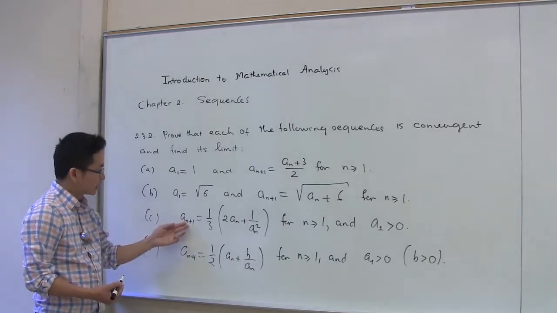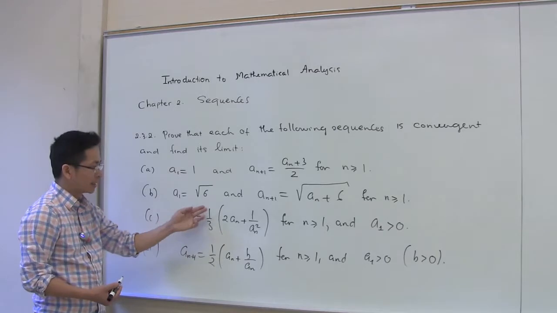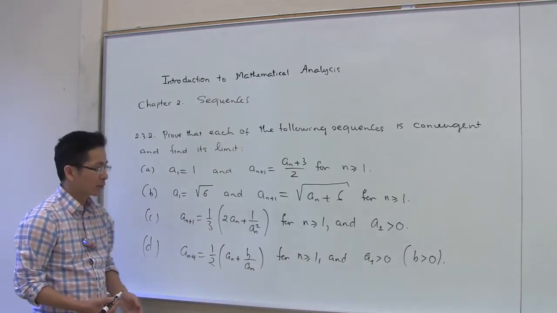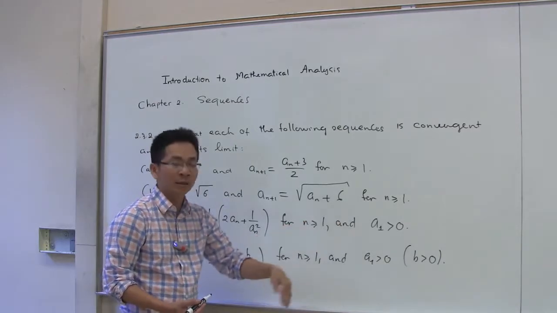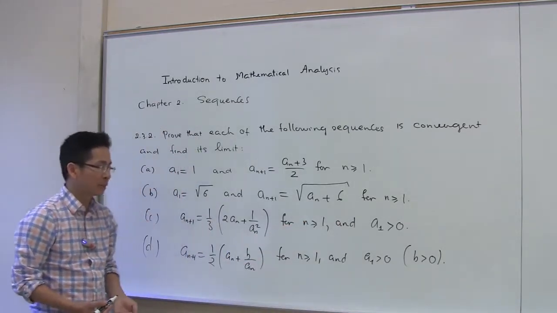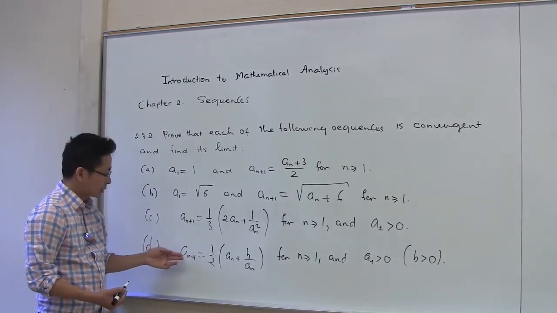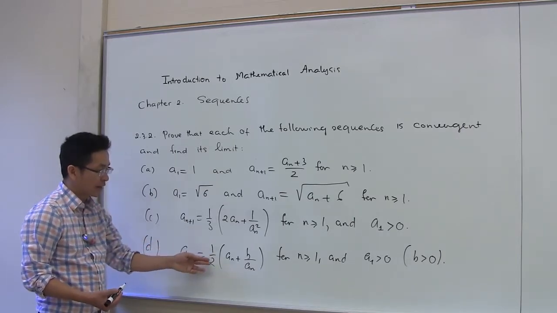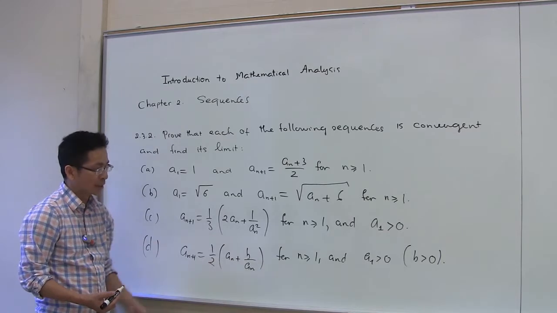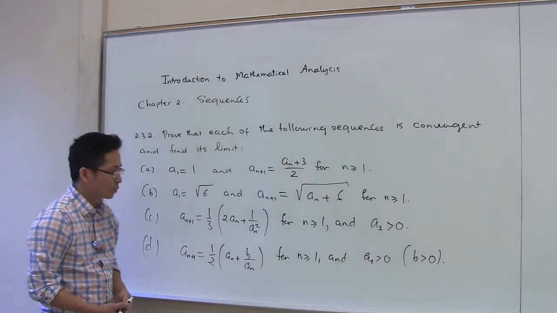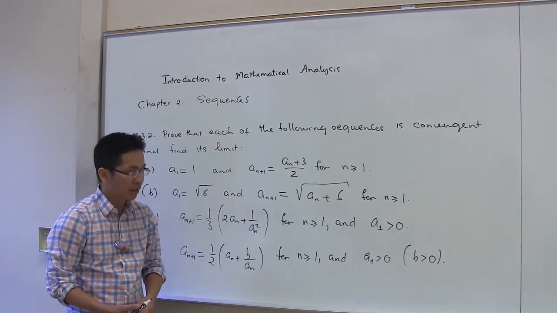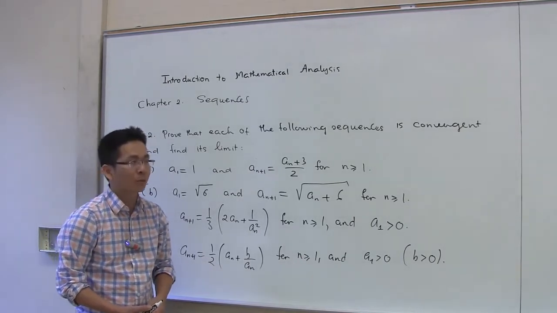The third sequence is given by a_{n+1} is 1/3 of (2a_n + 1/a_n^2) for n greater than or equal to 1, and a1 is a positive real number. Finally, the fourth sequence is given by a_{n+1} is 1/2 of (a_n + b/a_n) for n greater than or equal to 1, and again a1 is a positive number, b is a positive number as well.